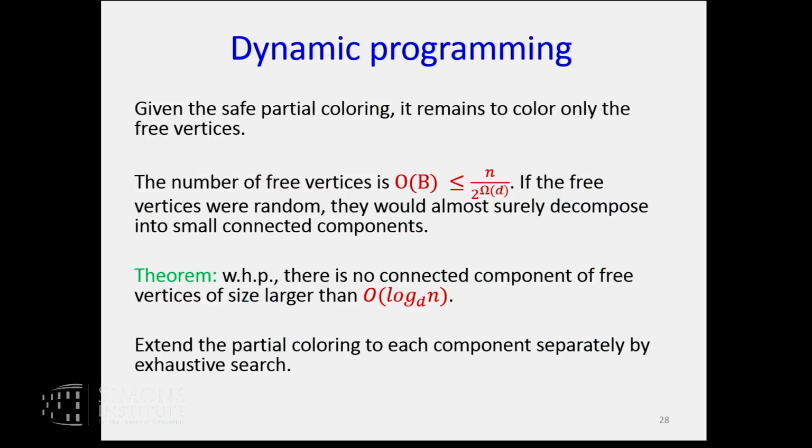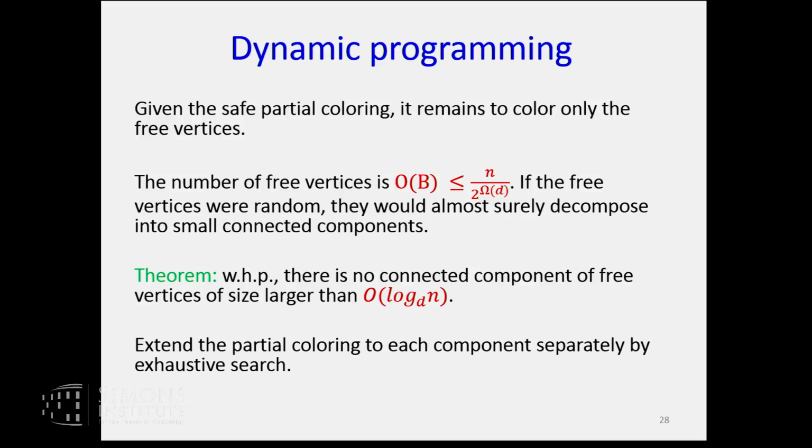And the last stage is dynamic programming. We have to show that we can finish off the coloring now. So we have the safe partial coloring. Almost everything is colored. We have small regions which are uncolored. And a key lemma there is that it's not just the number of vertices that are not colored, which, let's say if d is constant, can even be linear in n.